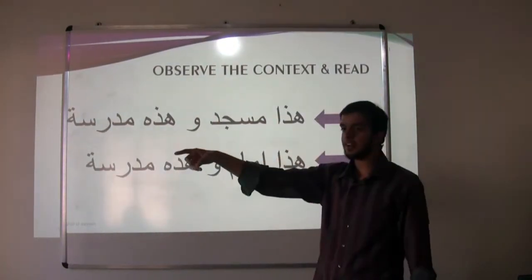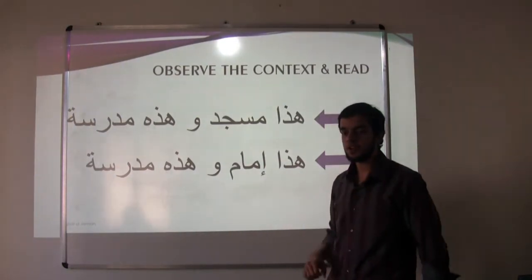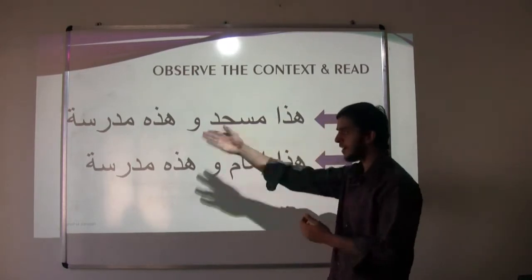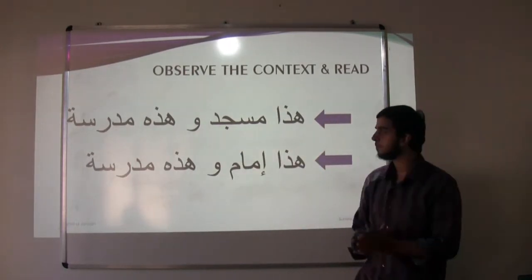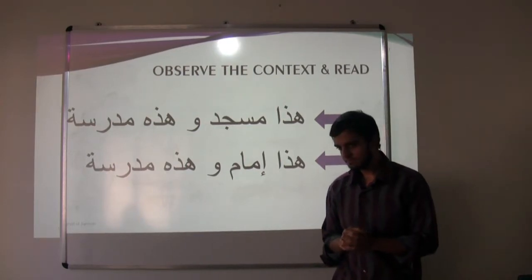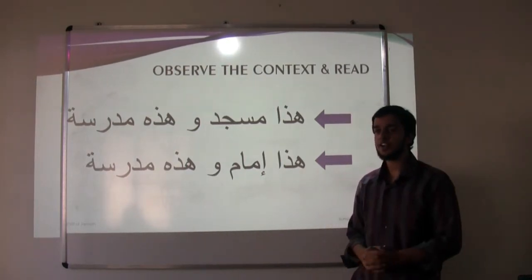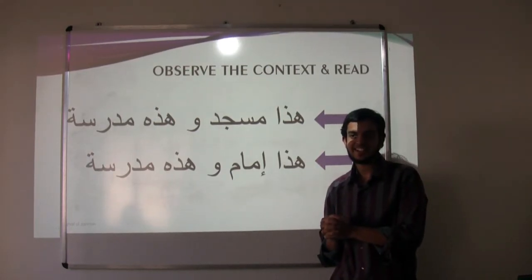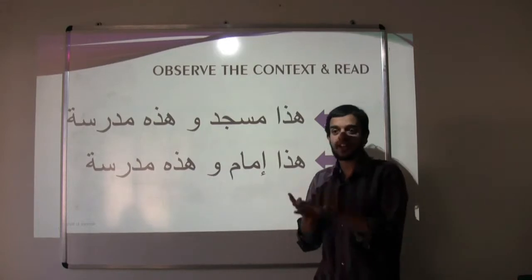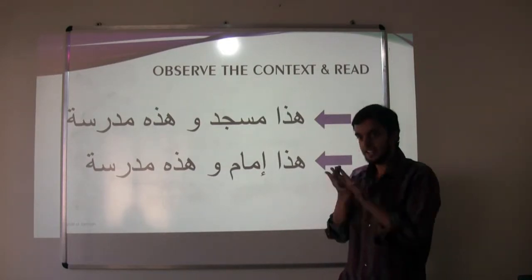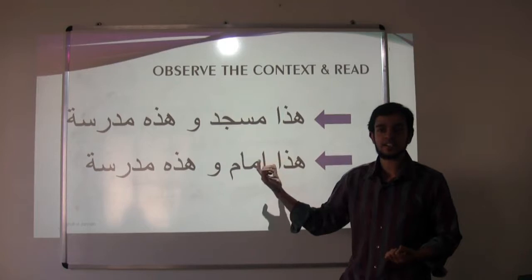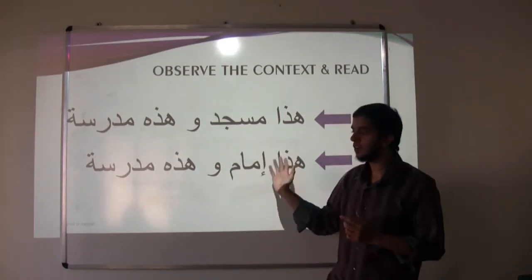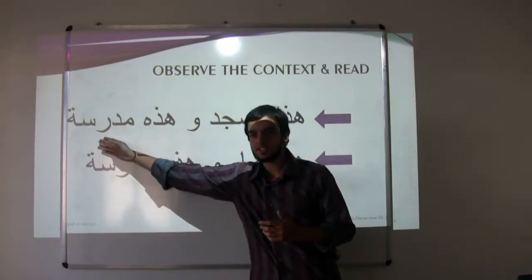So now, read it again and tell me the translation. If you just read it, I wouldn't need the translation anymore. You've understood it correctly. Read it and translate it. Hada masjidun wa hadihi madrasatun. Exactly. Why did you say madrasatun and not mudarrisatun? Because masjid and teacher. It's more likely that when we have begun a sentence with a particular building, we'll talk about another building, which is madrasa.